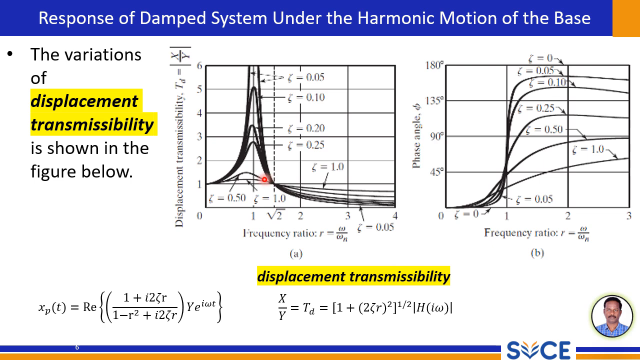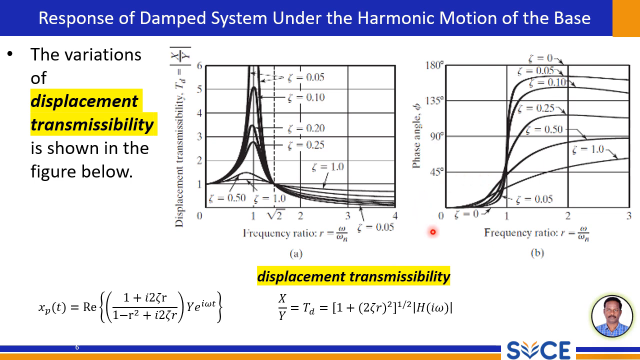Now, let's look at the graph on the right, which shows the phase angle as a function of the frequency ratio R for different values of the damping ratio psi. The vertical axis represents phase angle and the horizontal axis represents frequency ratio R. Again, each curve represents a different damping ratio psi. Notice how the phase angle changes with frequency and damping.